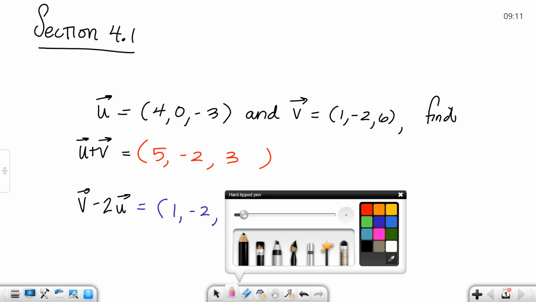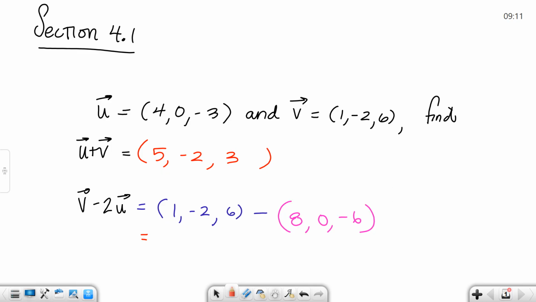Now that I have those, I can say this is 1 minus 8, negative 2 minus 0, and 6 minus a negative 6 would be 6 plus 6. And that's how that one would look. Okay, so this was what we call 3-space. So this was ordered triples. And that's how those would look.